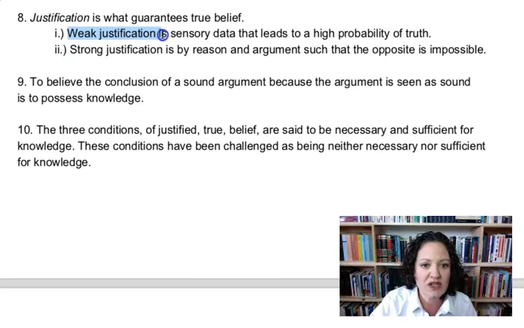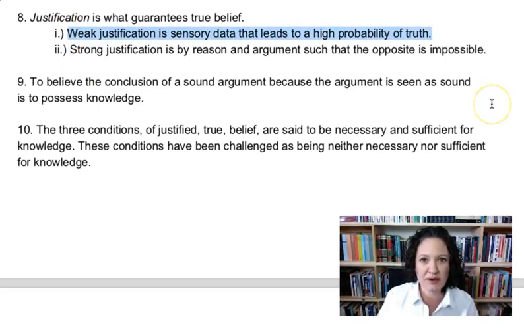One we'll call weak justification or prima facie justification. Weak justification is sensory data that leads to a high probability of truth. For example, let's say I form the belief that my car is in the parking lot based on my looking out the window a little while ago and seeing the car in the parking lot.